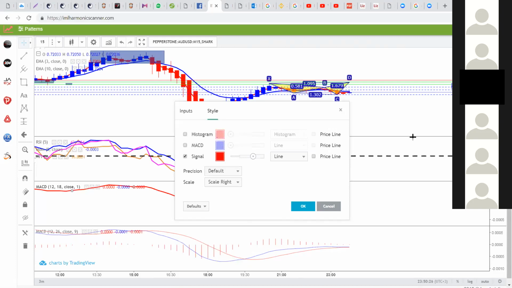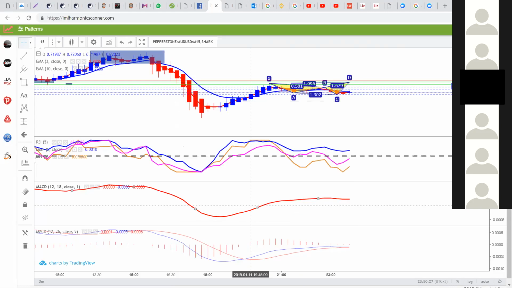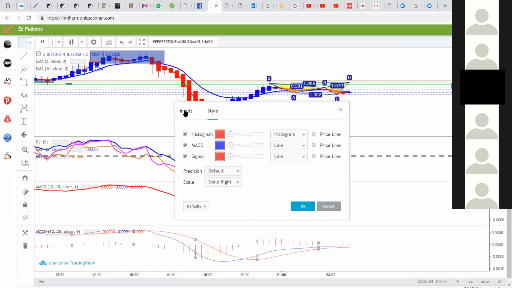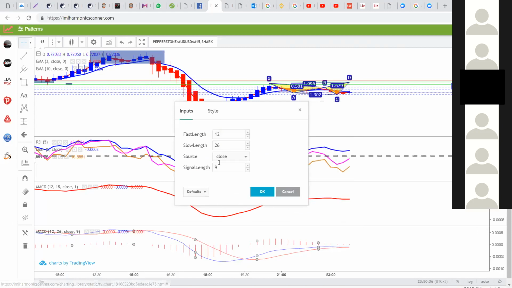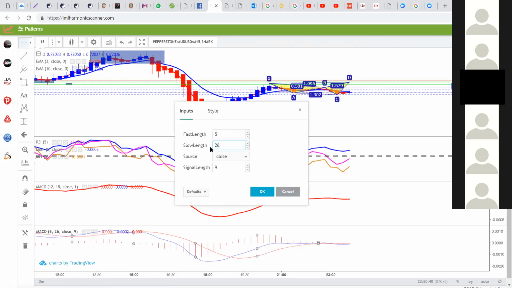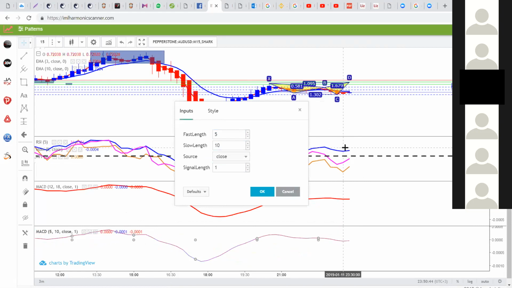Are you done screenshotting? All right, so okay. So I'm going to go to the second MACD right now. I'm going to click on format, input. I'm going to change this to 5, 10, 1. 5, 10, 1. If you want to screenshot that, please do.